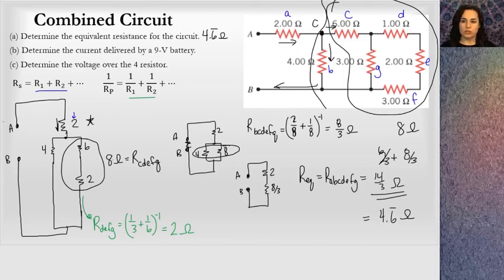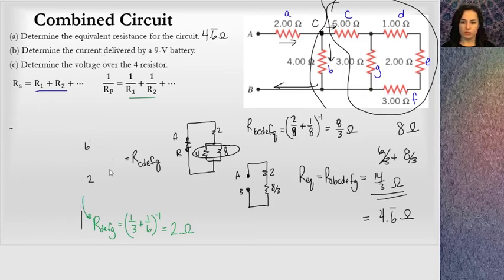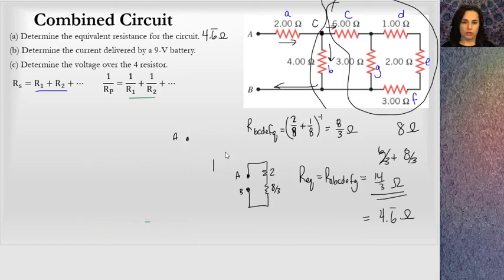So let's answer the next question. I'm going to get rid of some of the information here I don't need anymore. Determine the current delivered by a 9-volt battery. So I don't need all of this. I'm just going to get rid of this and erase it like this is a whiteboard. And think about, well, now I have an equivalent circuit. Let's draw this equivalent circuit.